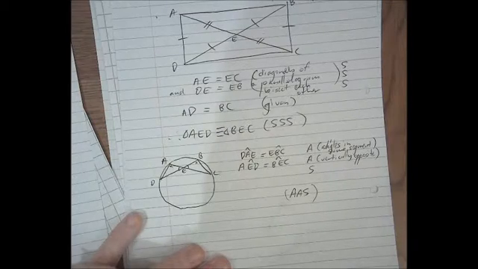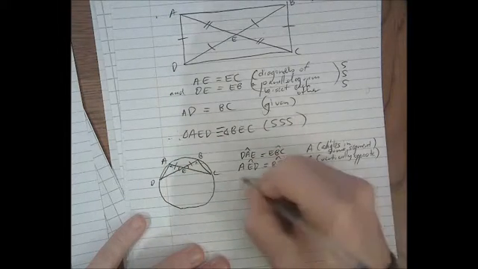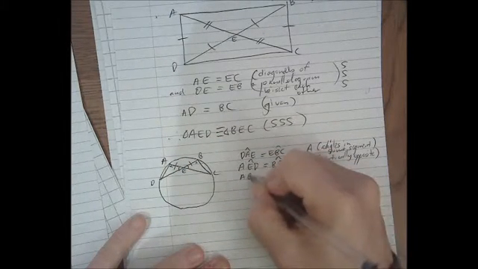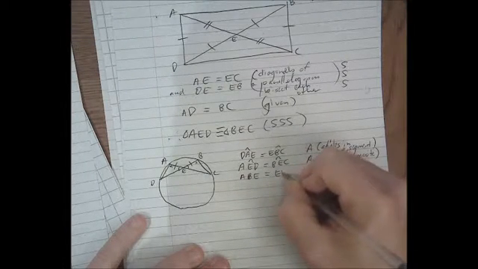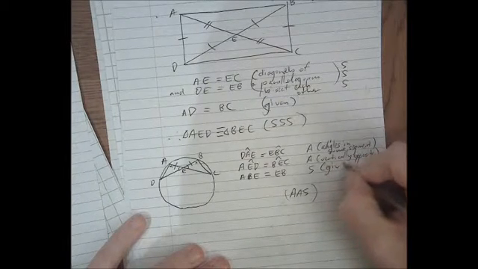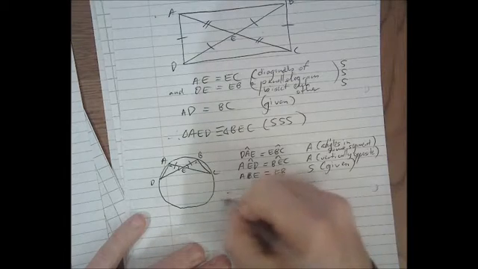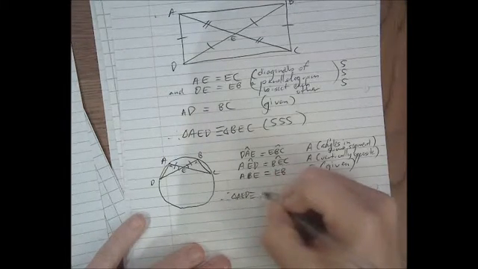And finally, let's say that this is given equal to that. So AE is equal to EB. That's given. So therefore, triangle AED is congruent to triangle BEC by AAS.